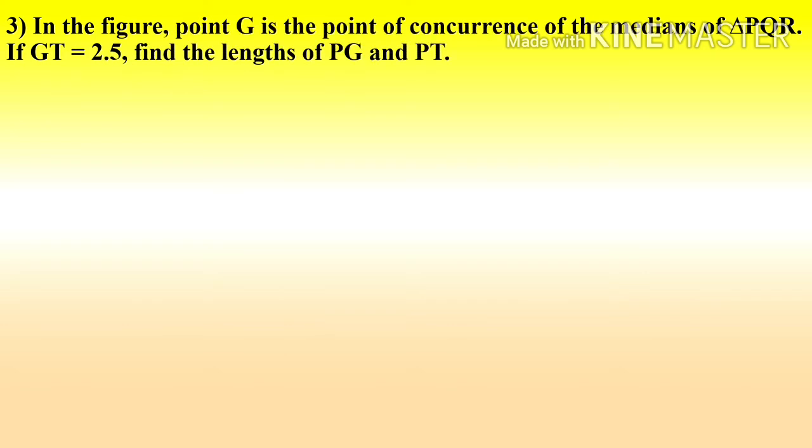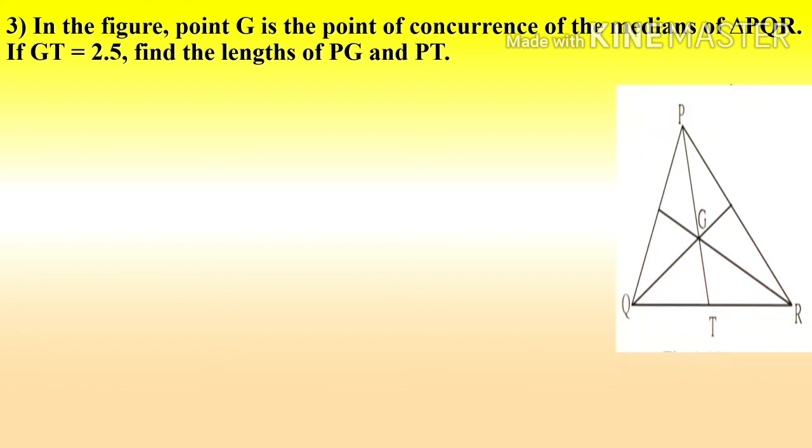Now, the third question is given. In the figure, point G is the point of concurrence of the medians of triangle PQR. If GT is given as 2.5, find the length of PG and PT. Here is the figure.